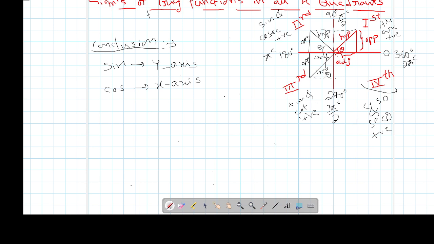One more last thing, and this is very important. Sine always depends on the y axis and cos always depends on the x axis. This is very important. Now let's see the next thing.